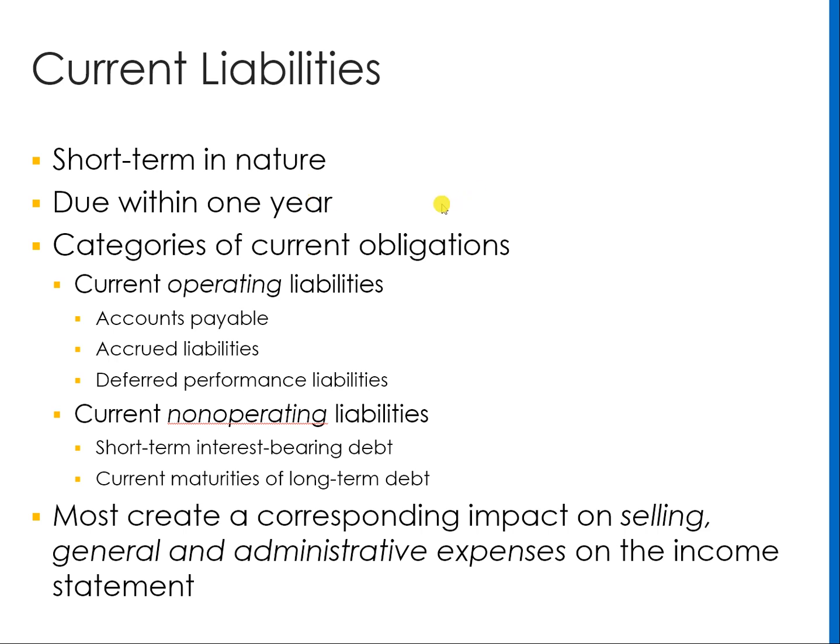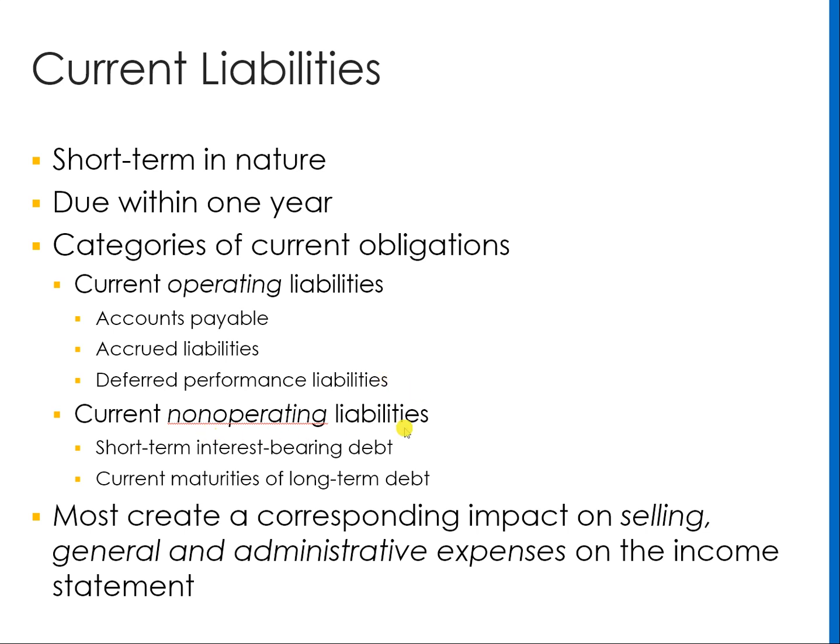So we have two types of current liabilities: current operating liabilities and non-operating liabilities. For operating liabilities, we have accounts payable. When we purchase on account, we have to pay vendors. These are operating liabilities. Accrued liabilities, like salary payables to employees. Then we have deferred performance liabilities. These are the obligations we have to satisfy before we can recognize revenues.